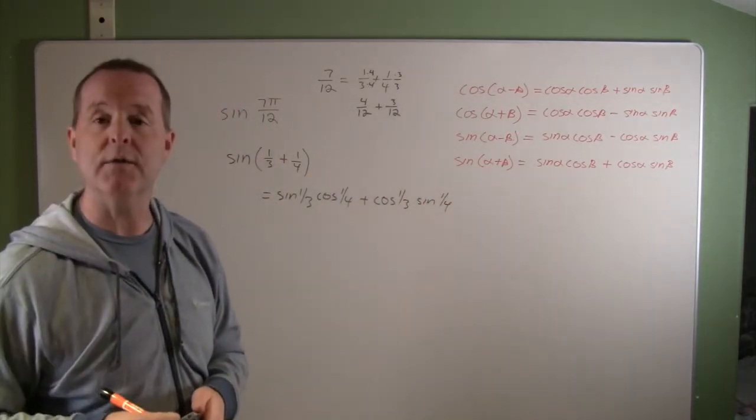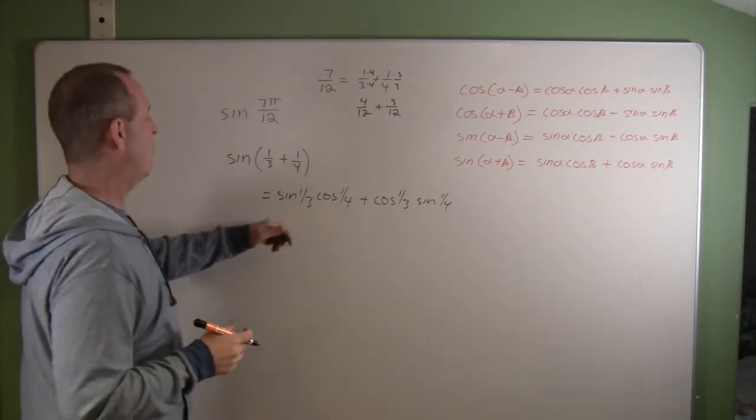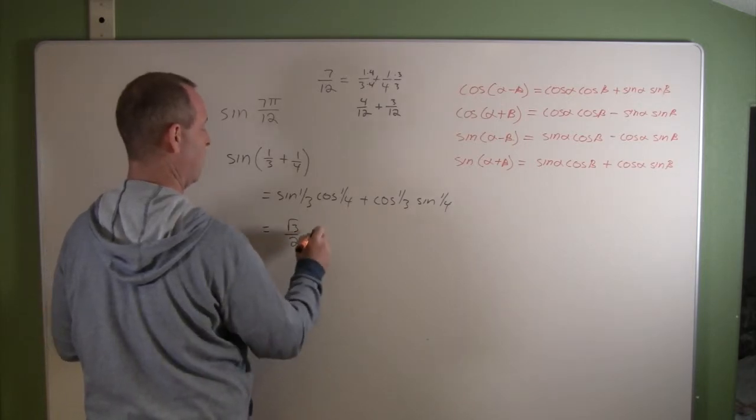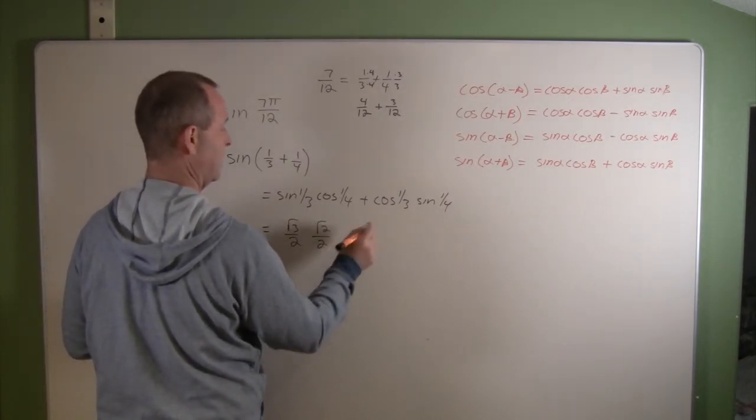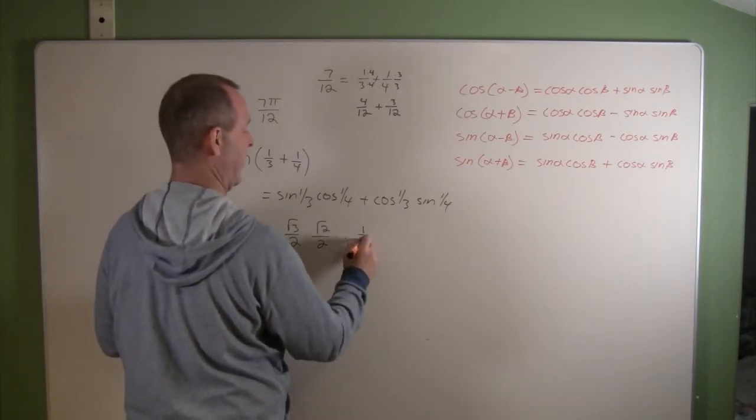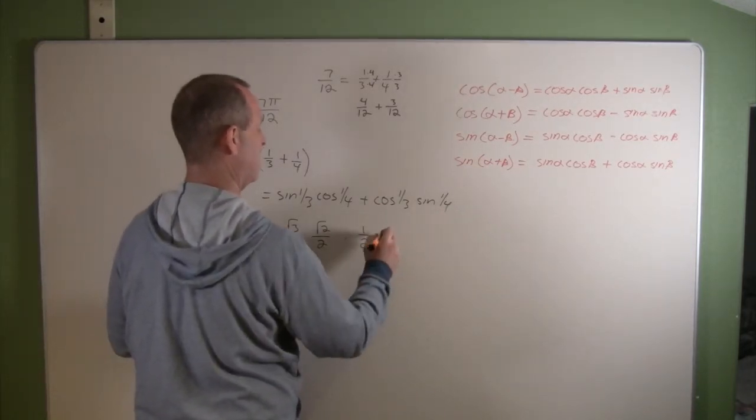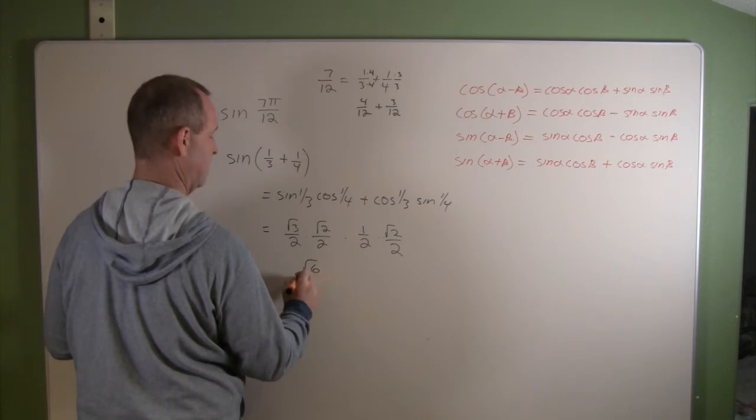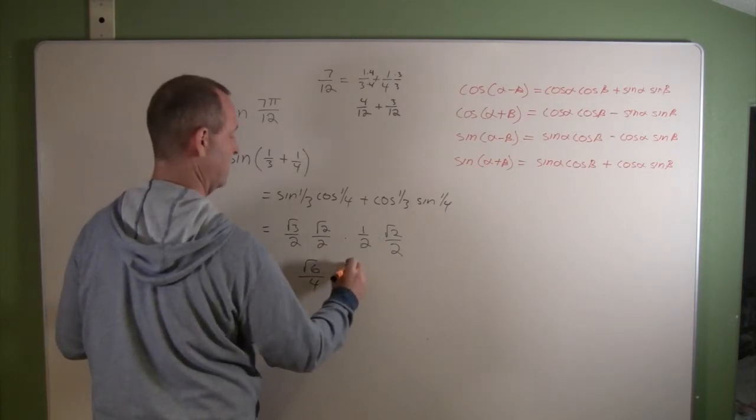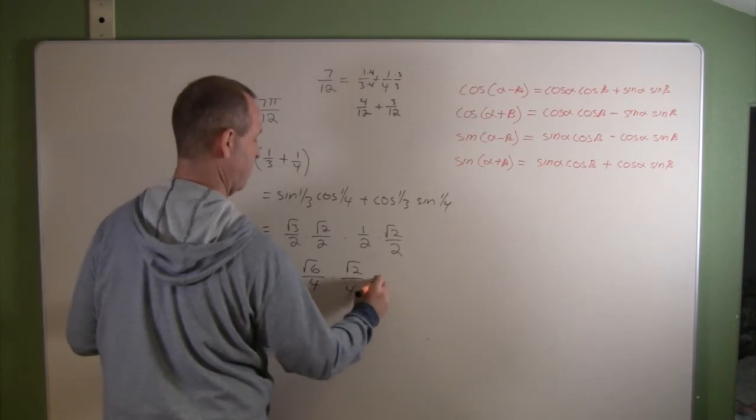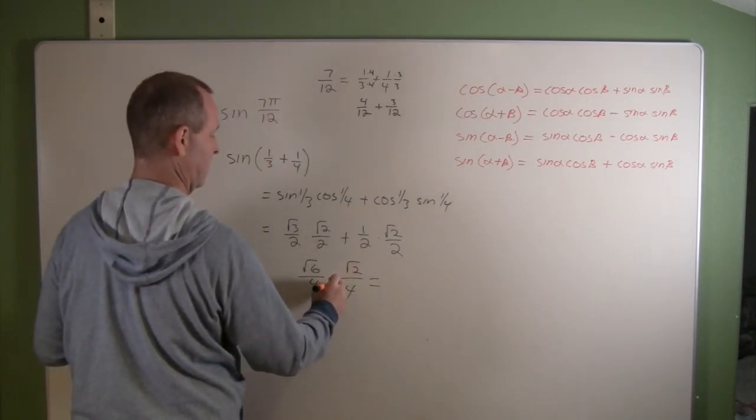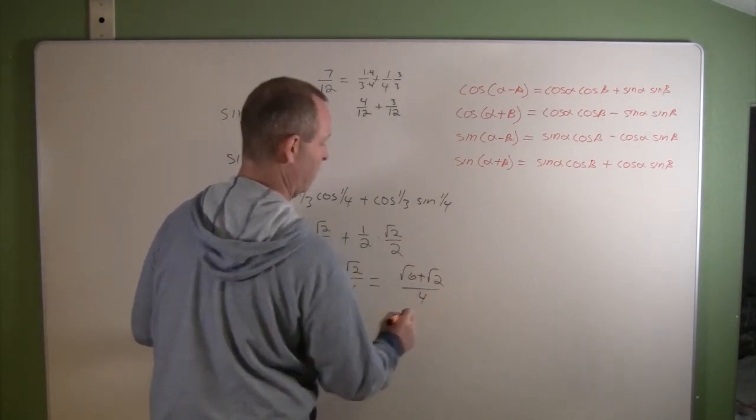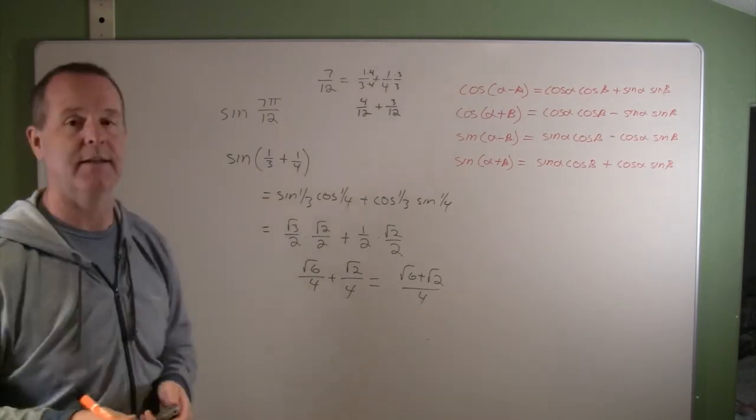And those are some of the values that I hope you remember. The sine of pi over 3 equals √3 over 2. Cosine of pi over 4 is √2 over 2. The cosine of pi over 3 is 1/2, times the sine of pi over 4, which is √2 over 2. Multiplying those together, I have √6 over 4 plus √2 over 4. Oh, sorry, that's a plus, I've had a plus all along. Then adding those together, I have √6 plus √2 all over 4. And that becomes the exact value of the sine of 7 pi over 12.